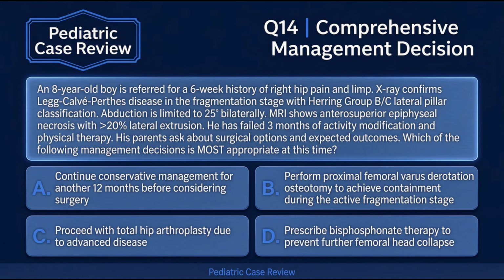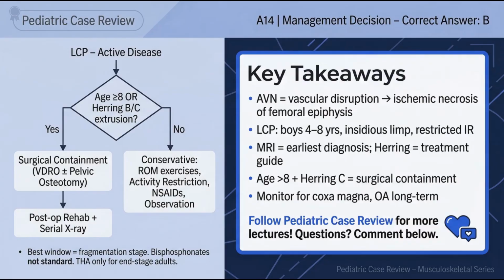Which of the following management decisions is most appropriate at this time? Option A. Continue conservative management for another 12 months before considering surgery. Option B. Perform proximal femoral varus derotation osteotomy to achieve containment during the active fragmentation stage. Option C. Proceed with total hip arthroplasty due to advanced disease. Option D. Prescribe bisphosphonate therapy to prevent further femoral head collapse. The correct answer is option B.